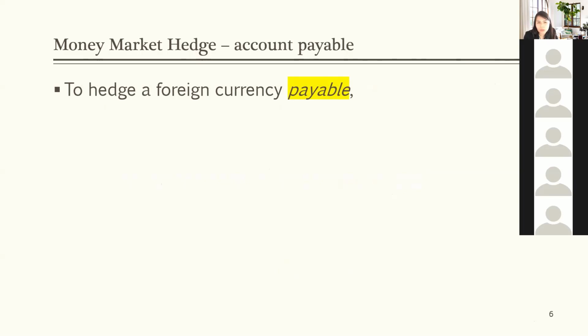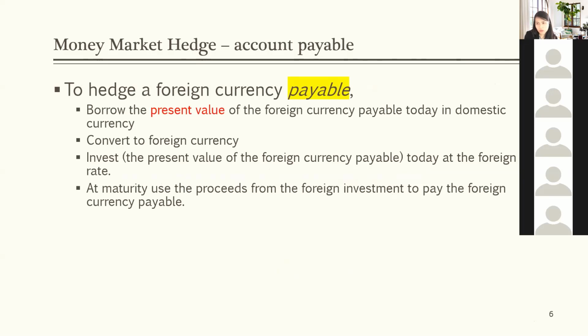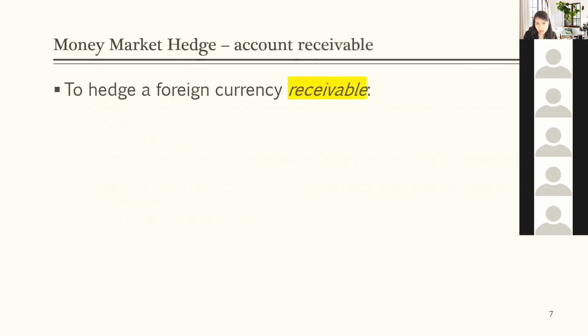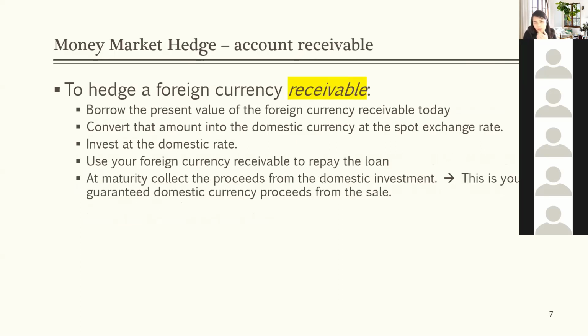These are the steps for hedging account payable using money market hedge. You could either memorize the steps or later on when we do the exercises, I'll explain to you how I think about these problems. For account receivables, these are the steps that you follow. But as I mentioned before, I don't tend to memorize the steps. I just think about the problem and then you work backwards. We'll talk about this later on.